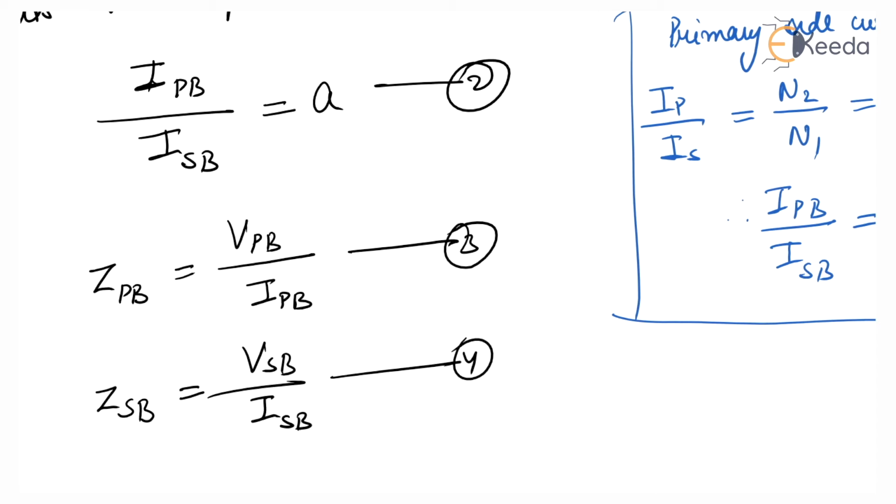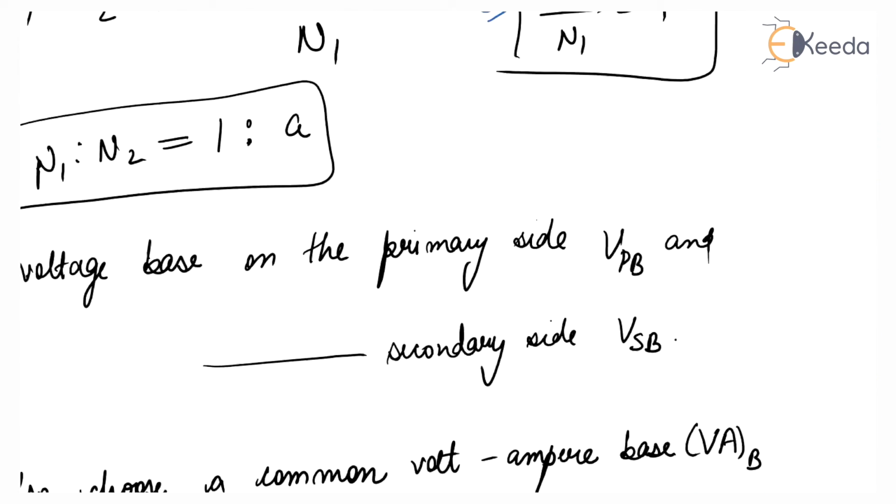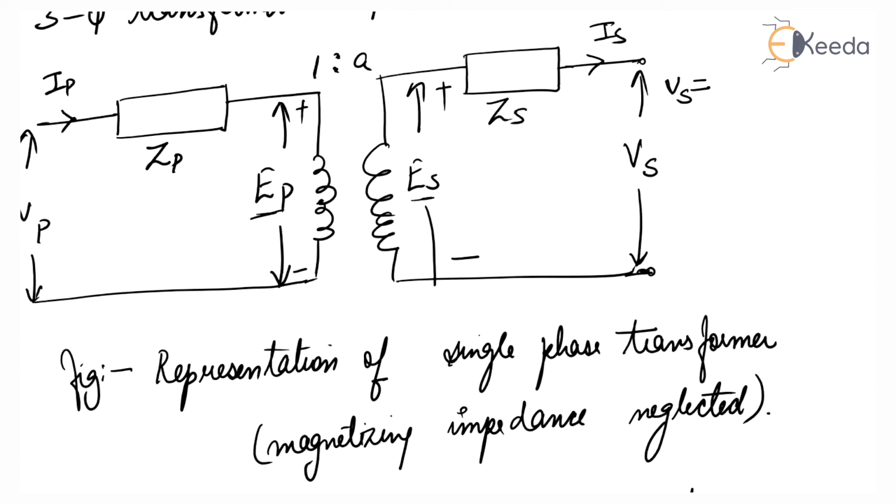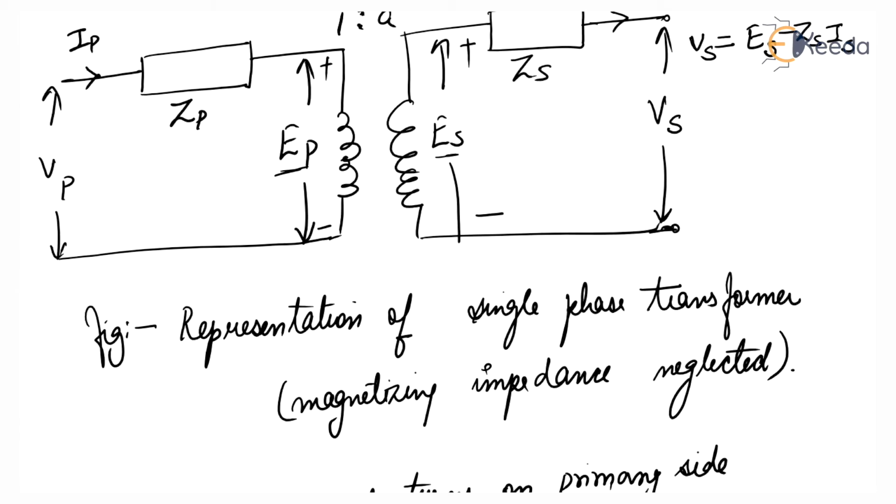So from the figure, we can write the terminal voltage VS, suppose for the secondary side first. Apply KVL, so plus to minus, VS is equal to minus VS, then minus to plus means plus ES, and minus ZS IS. Or we can write VS is equal to ES minus ZS IS.